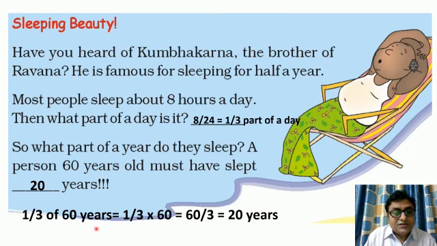So 1/3 of 60 years, we sleep 1/3 part of a day. So 1/3 of 60 years is equal to 1 by 3 into 60, which is equal to 60 divided by 3, which is equal to 20 years. So the person whose age is 60 years old must have slept 20 years.